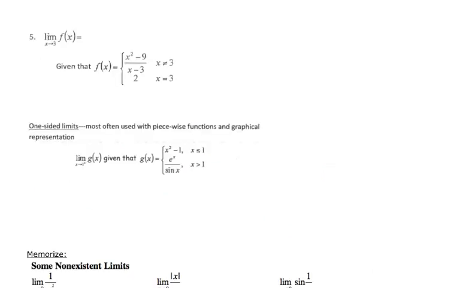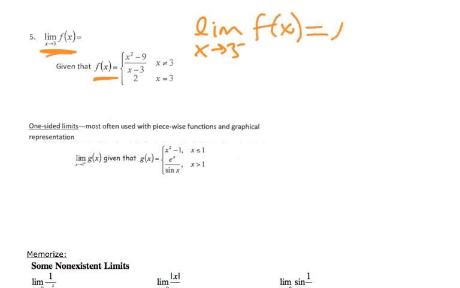Okay, let's take a look at number 5. The limit of f of x as x approaches 3. So here we're given f of x as a piecewise function. In order to find out the limit for a piecewise function, you want to look at the limit from the left and the right of f of x. The limit overall will exist if these two things are equal.